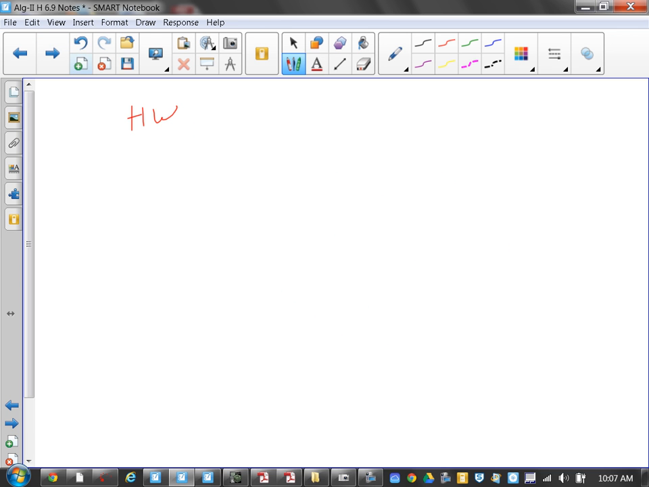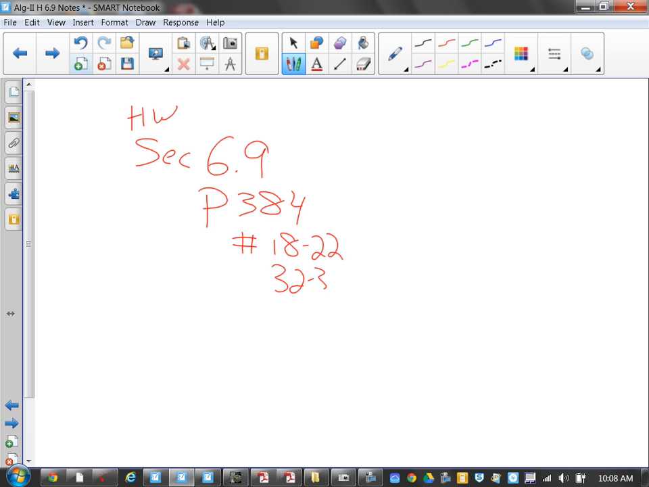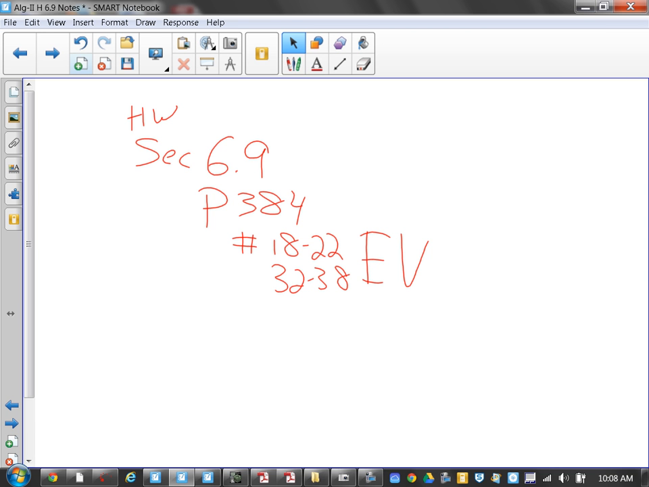Homework. So this is section, what is it, 6.9? I don't remember the page number, but I wrote it down back here. 384. We'll do some of the word problem stuff tomorrow real quick.